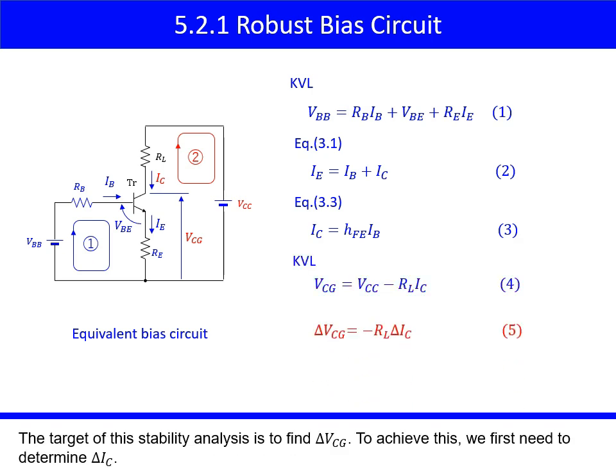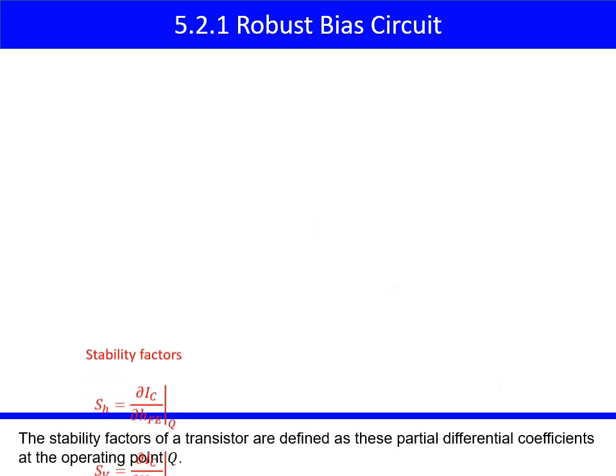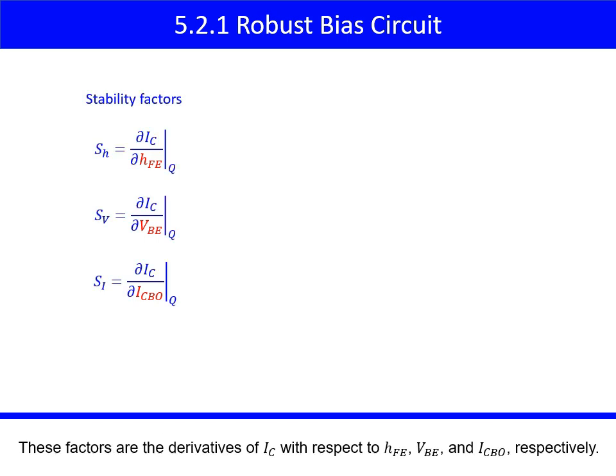The target of this stability analysis is to find delta VCG. To achieve this, we first need to determine delta IC. From equations 1, 2, and 3, IC is expressed with this equation. The stability factors of a transistor are defined as these partial differential coefficients at the operating point Q. These factors are the derivatives of IC with respect to hFE, VBE, and ICBO respectively.